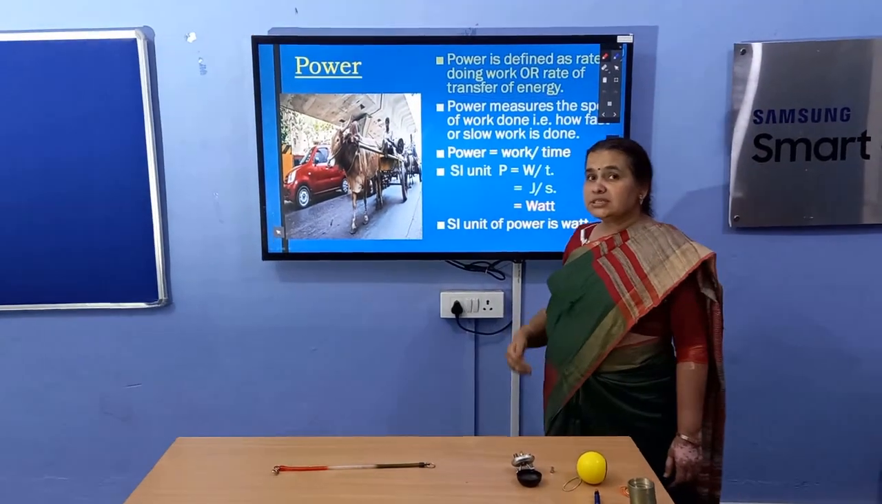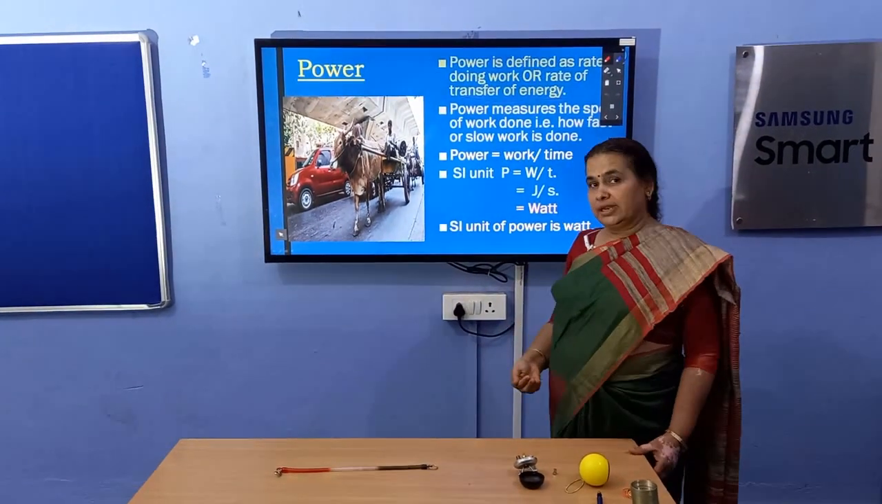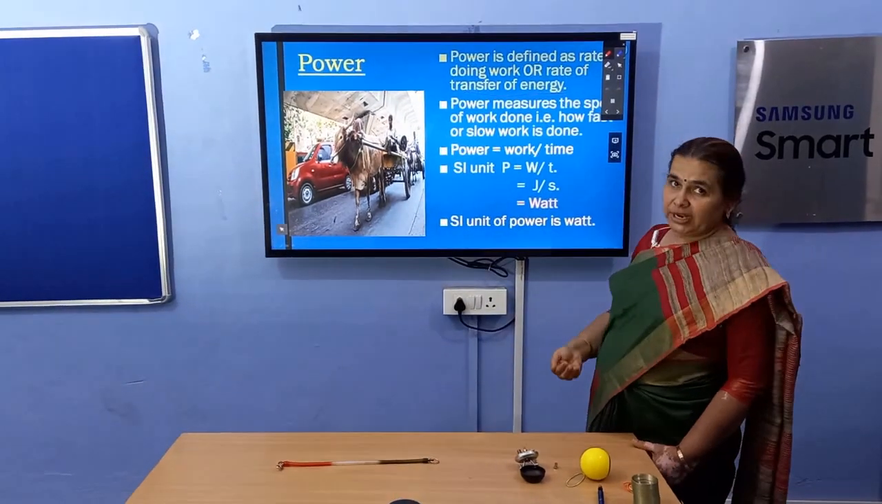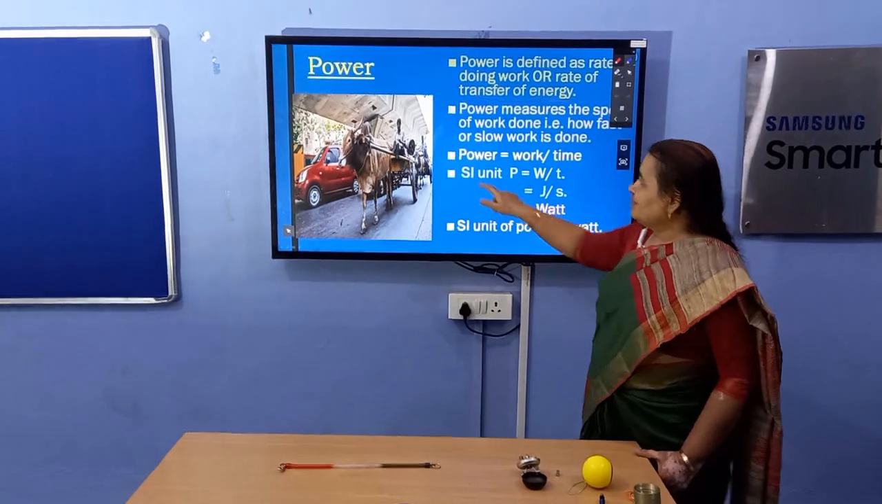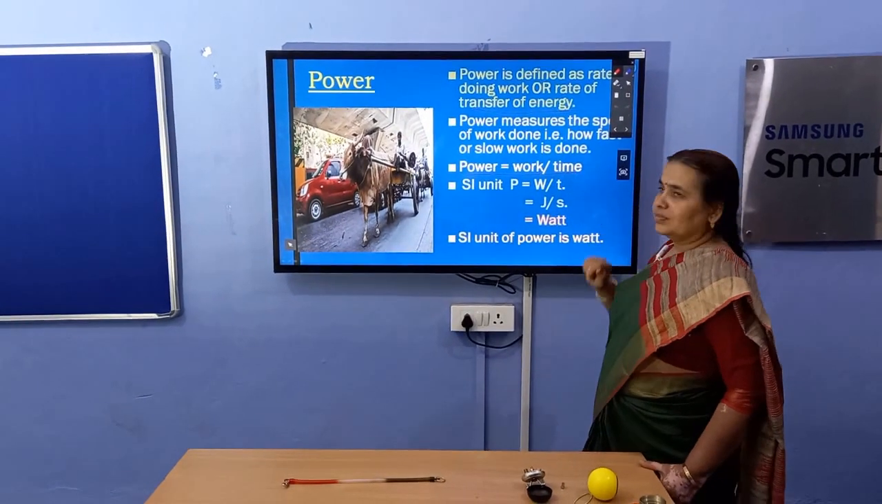It measures the speed with which work is done, and that is very important for us. Nowadays, we need speed to do same work. Power is equal to work upon time.